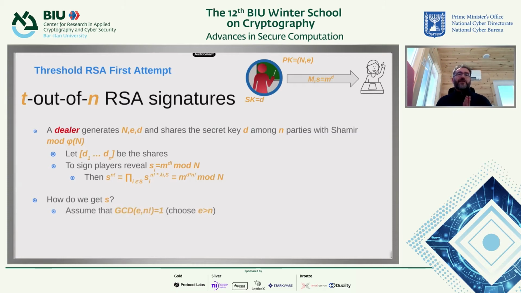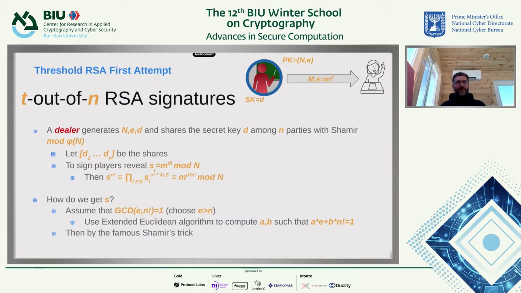Let's assume that the GCD of e and n factorial is equal to 1. You can do this because you can choose e to be bigger than n, you can choose e to be a prime, and then this works. And then you use the extended Euclidean algorithm to compute a and b such that a times e plus b times n factorial is equal to 1. This is very famous, referred to universally as Shamir's trick, that allows you, given s to something which is relatively prime to the public RSA parameter, to compute s.